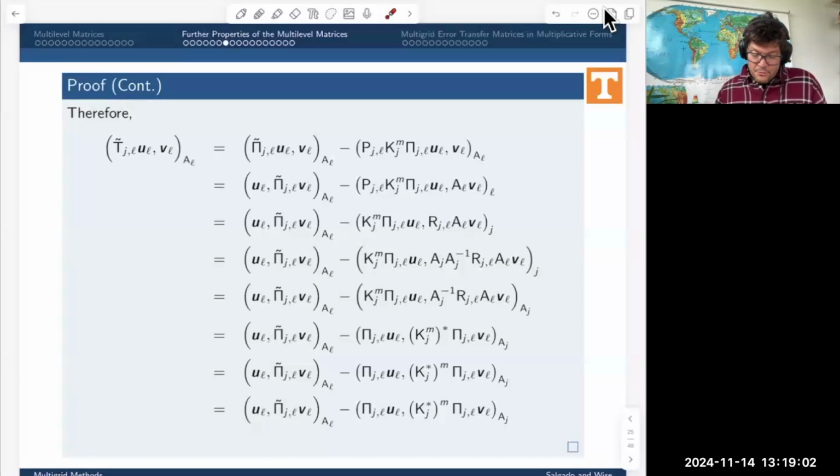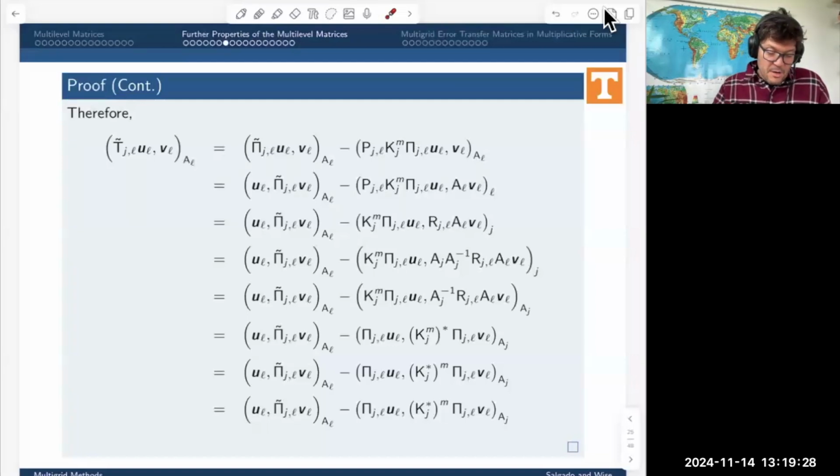Now I'm going to multiply by AJ times its inverse. So this is not changing anything. This is just the identity matrix. So if I do that, no problem, right? Just multiplying by the identity, that doesn't change anything. Next, what I want to do is, let's see, this guy.